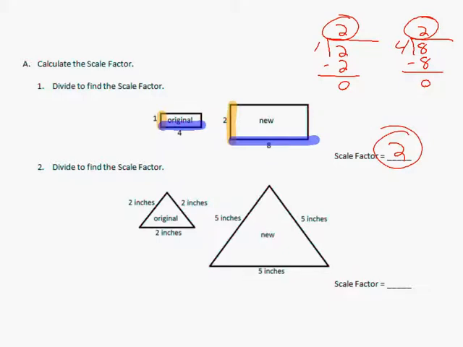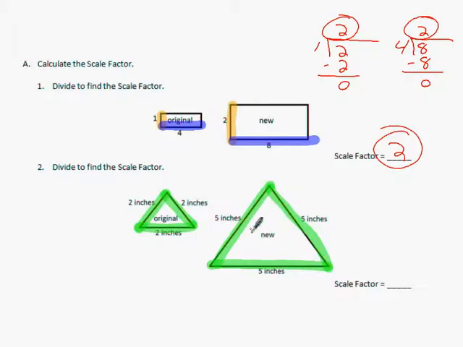Alright, number 2. Once again, divide to find the scale factor. Well, this triangle is going to be easy because 2 matches with 5, but it also matches with 2, which matches with 5, which matches with 2, which matches with 5. So as long as you can do your division, you're not going to mess this one up.